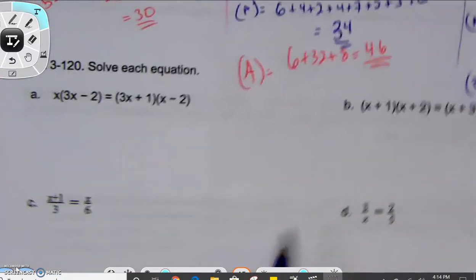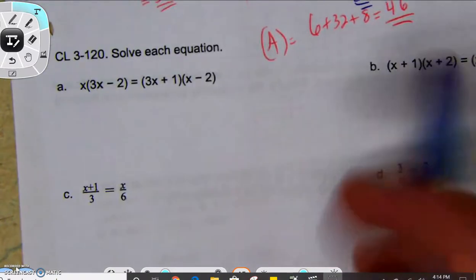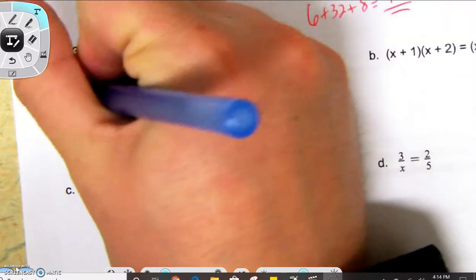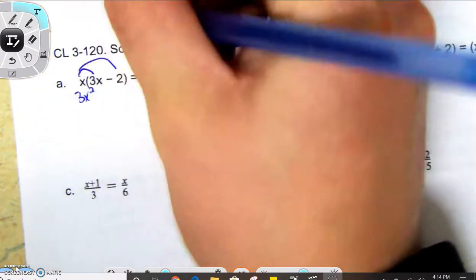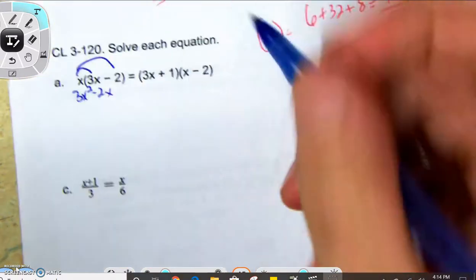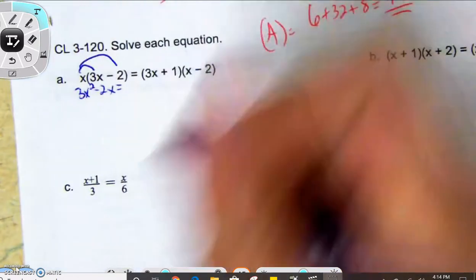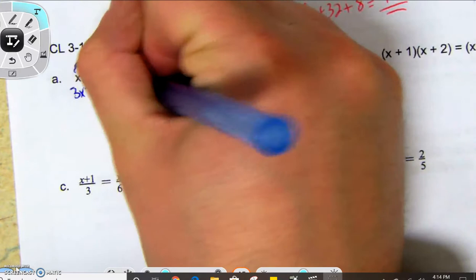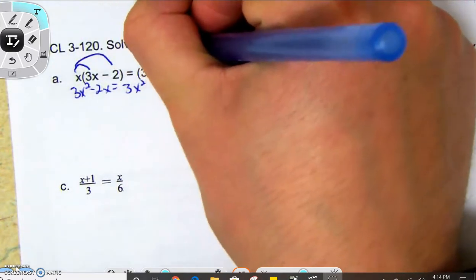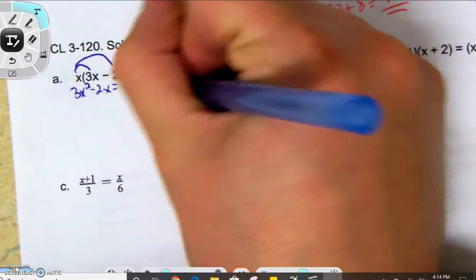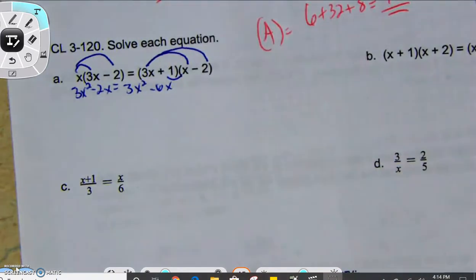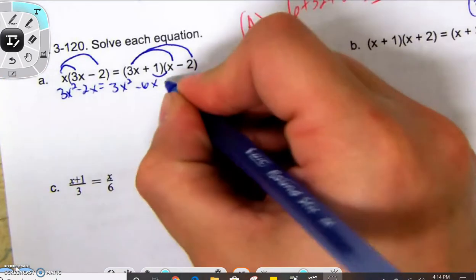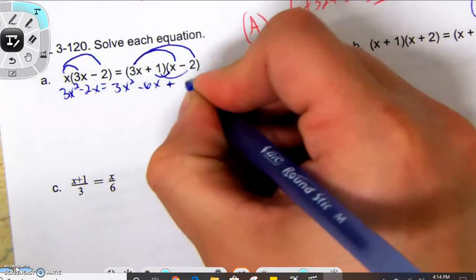Alright, now we've got some algebra. So first thing, distribute. x times 3x is 3x squared. x times negative 2 is negative 2x. And then this side, we're really just distributing each of these pieces. So 3x times x is 3x squared. 3x times negative 2 is negative 6x. And then I need to distribute that 1 through both of those things, so plus x and minus 2.